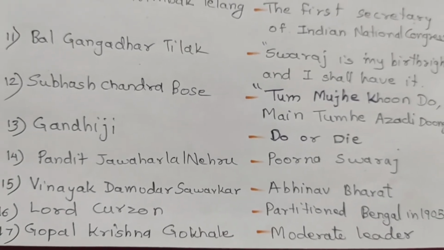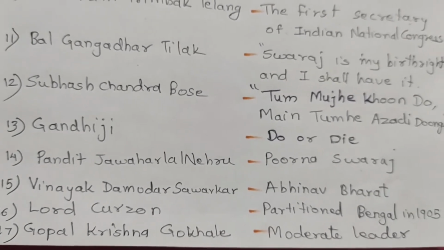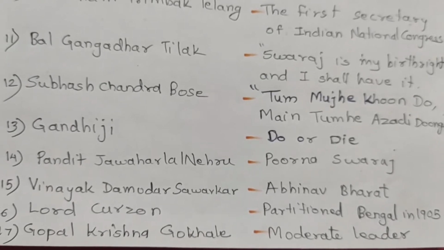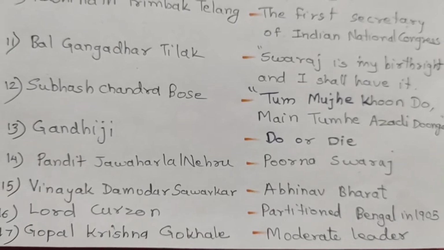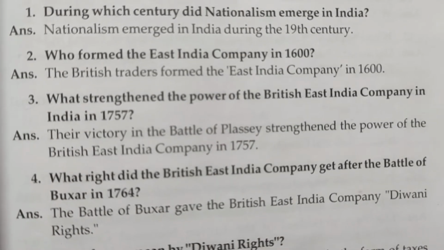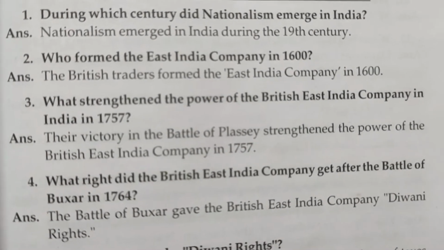Lord Curzon partitioned Bengal in 1905. Gopal Krishna Gokhale, moderate leader. Now we will go through some one sentence question and answer.